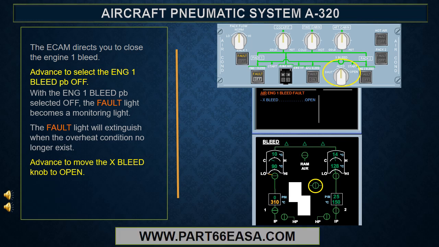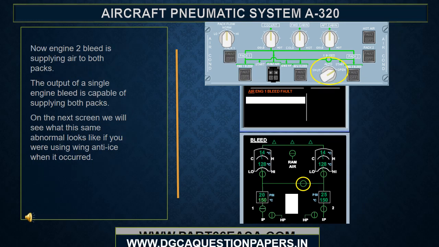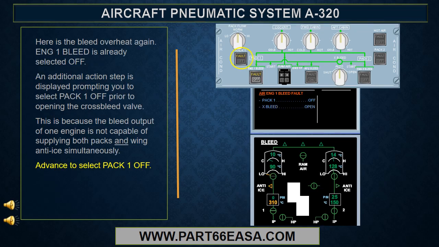Advance to move the X bleed knob to open. Now engine 2 bleed is supplying air to both packs. The output of a single engine bleed is capable of supplying both packs. On the next screen, we will see what this same abnormal looks like if you were using wing anti-ice when it occurred. Here is the bleed overheat again.